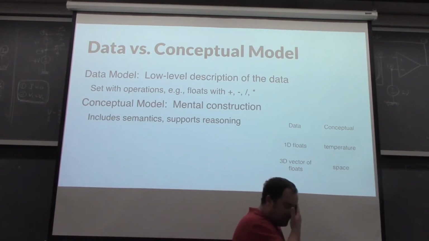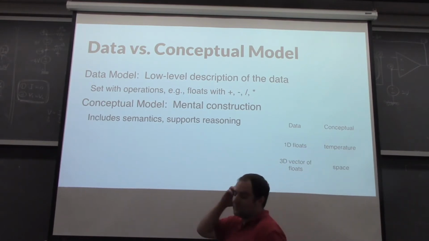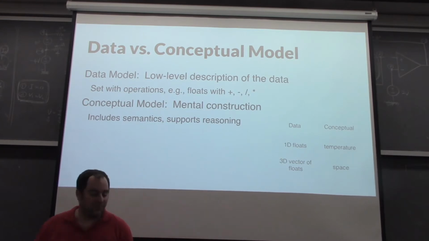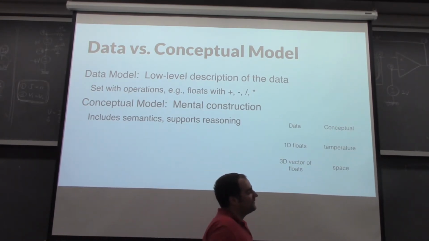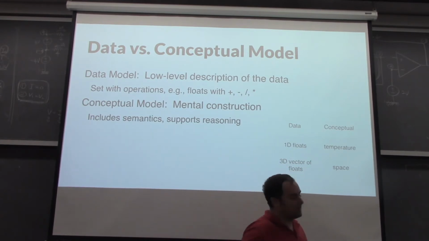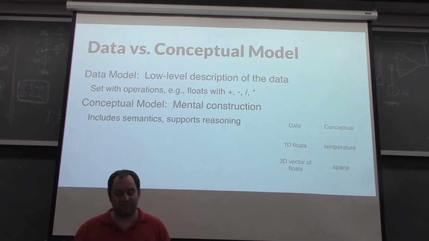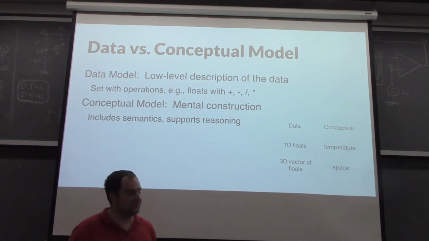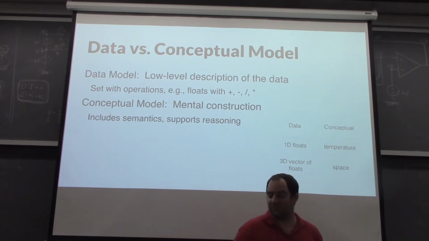So then I also wanted to emphasize this difference between a data model and a conceptual model. The data model is a low-level description of the data where we also have operations defined. So floats, for example, with additions, subtractions, divisions, and multiplications. Whereas the conceptual model is really more about the mental construction that we try to infer on a data set. So this includes semantics and supports reasoning.